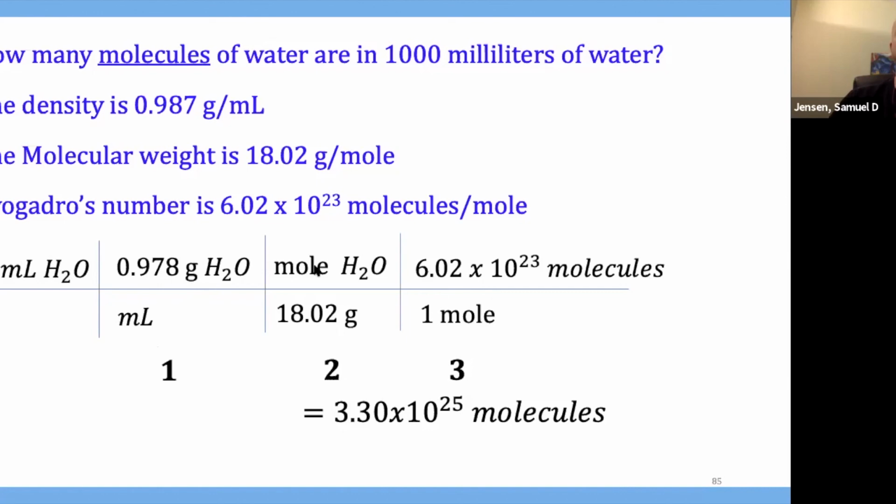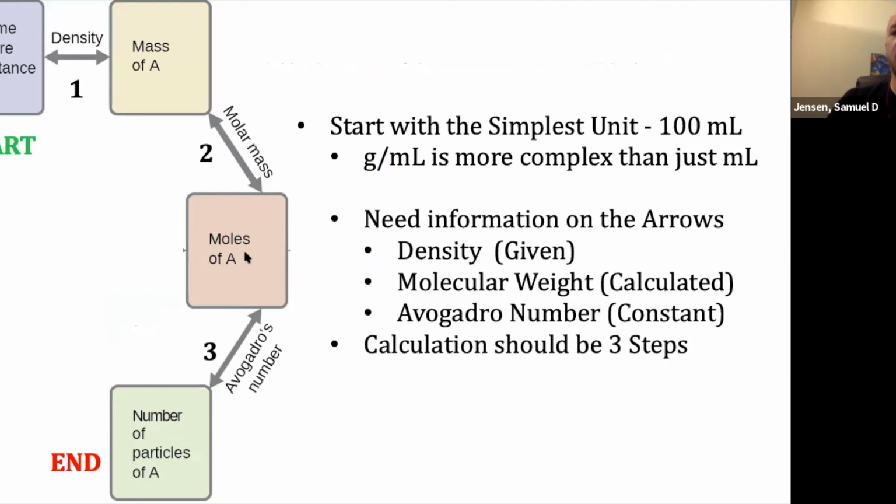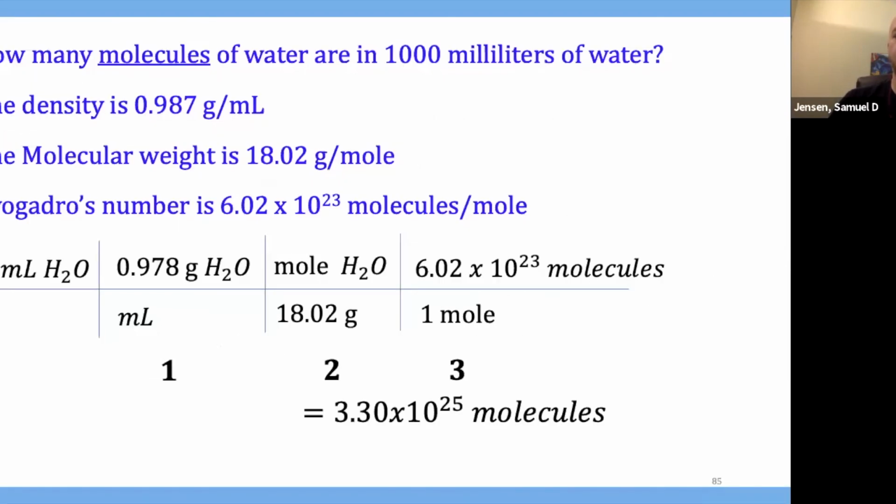Okay, the next step was the molecular weight. So I'm dividing by the molecular weight. If I stop at step 2, I stop at the number of moles. And the last step here is simply the definition of Avogadro's number, that in 1 mole, there are 6.02 times 10 to the 23rd molecules. So we multiply all the numbers on the top, divide all the numbers on the bottom, and we get 3.3 times 10 to the 25th molecules of water in a liter of water.